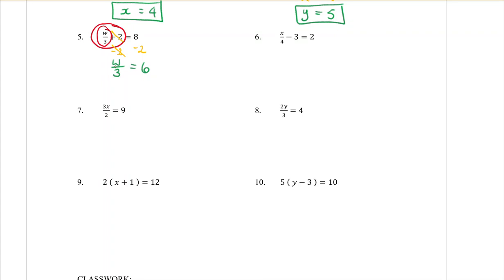Then this fraction here with w over 3, that means divide. So the opposite of dividing by 3 is going to be to times by 3. W is now by itself. 6 times 3 makes 18.